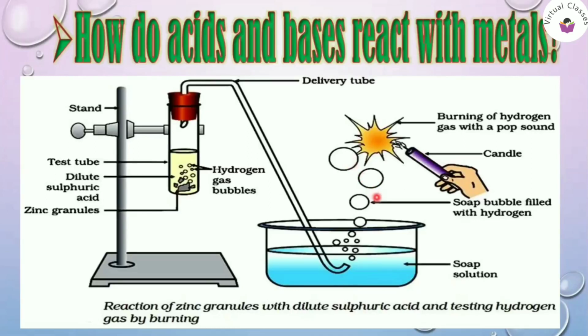Now, if we bring a burning candle near these bubbles, it will blow off with a pop sound, which marks the presence of hydrogen gas. Because this is the test for hydrogen gas: when a burning candle is brought near hydrogen gas, it blows off with a pop sound. Hence, we can conclude that hydrogen gas is evolved when a metal comes in contact with an acid.